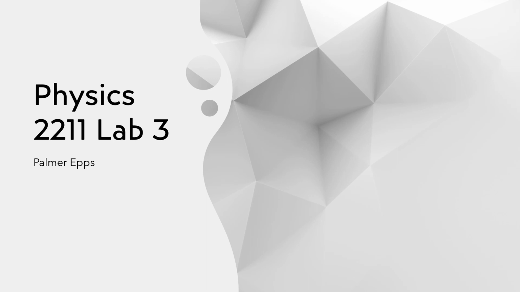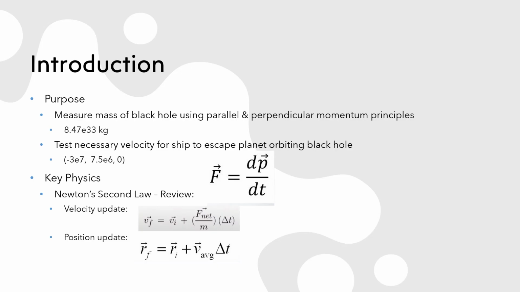Right, so this is Physics Lab 3. As an introduction, the purpose was to measure the mass of a black hole using parallel and perpendicular momentum principles, which I found to be 8.47 times 10 to the 33rd kilograms. And then I also wanted to test the necessary velocity for the ship to escape a planet orbiting the black hole, which I found to be -3 times 10 to the 7th, 7.5 times 10 to the 6th, 0 meters per second.